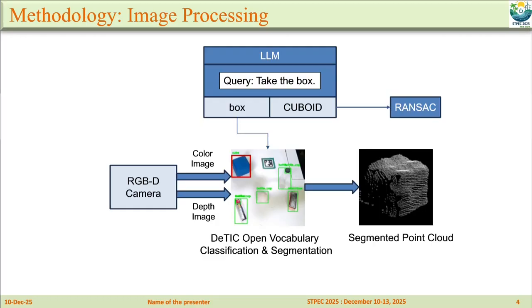So the first step in the pipeline is image processing. The color image is processed by Detic, an open vocabulary segmentation and classification model. Detic outputs a segmentation mask for the object to be picked, which is then converted into a point cloud using the depth image. It's to be noted that which object Detic segments out is decided by the LLM based on the query from the user.